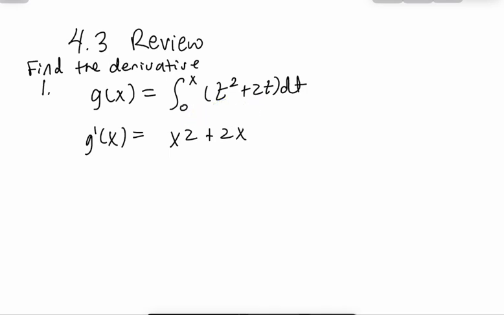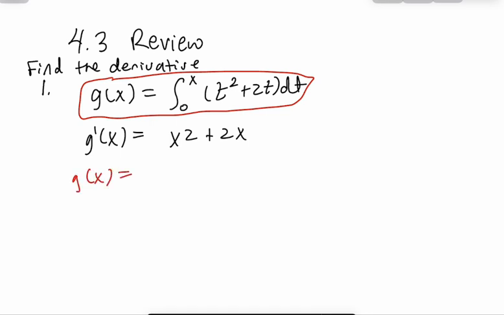Now, let me prove it to you for a minute. Let's say that we actually did the integral. Would you guys agree that g of x is x cubed over 3 plus x squared, from, oh, I'm sorry, those are t's. They're not x's yet. From 0 to x, which would give us x cubed over 3 plus x squared minus 0? That's what g of x is once evaluated.